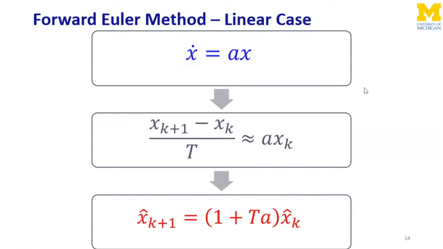Okay, let's look at an example now. Suppose we had a scalar ordinary differential equation x dot equals a x. This is a continuous time system, and we want to construct a discrete time system for it. So we approximate the x dot using the forward Euler method, and doing some algebra, we can write this discrete time system. And now we want to check how close this discrete time system gets to the continuous time system.